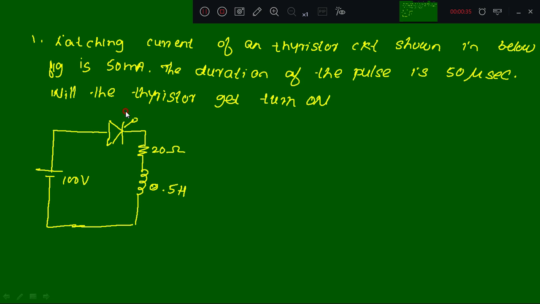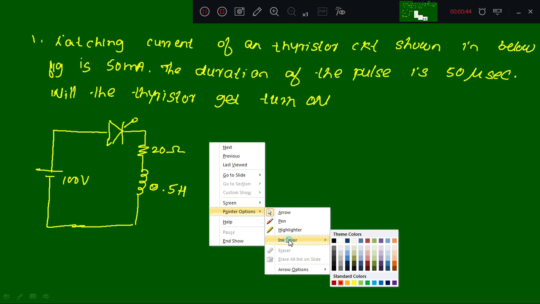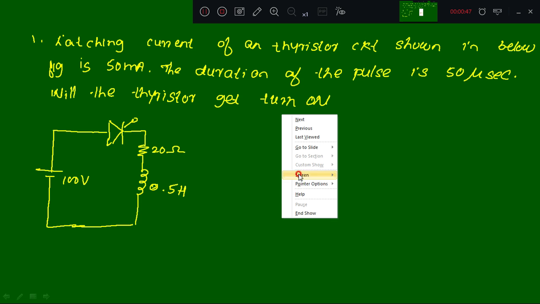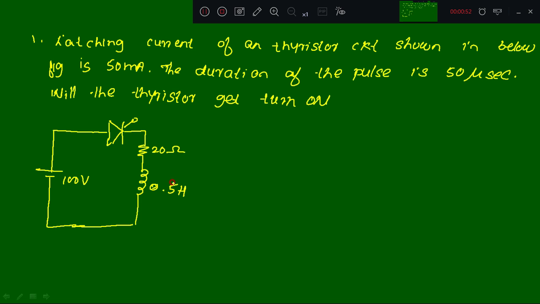Thyristor here means the SCR, which is this one. They are asking whether this thyristor will turn on with this circuit. The conditions given are the latching current IL, which is 50 milliamps, and the duration of the pulse T, which is 50 microseconds. Check whether this thyristor T1 will turn on.